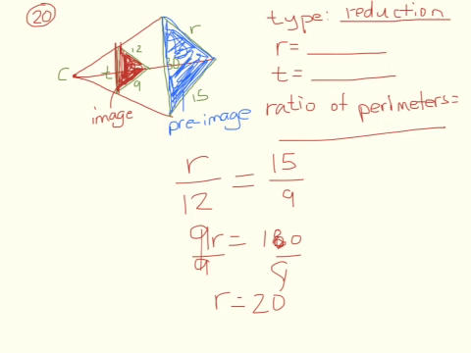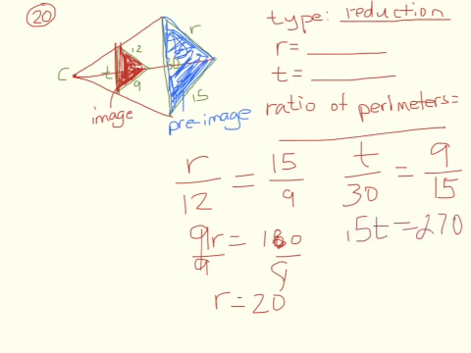So I'll do the same thing to find T. I know that T corresponds to 30, so I'll put T over 30. Now, since I started with the smaller triangle this time, on the other side I'll need to start with a smaller triangle, so I want to do 9 over 15 this time. So I have 15T equals 9 times 30 is 270. Then I divide both sides by 15. And that makes T equal to 18.